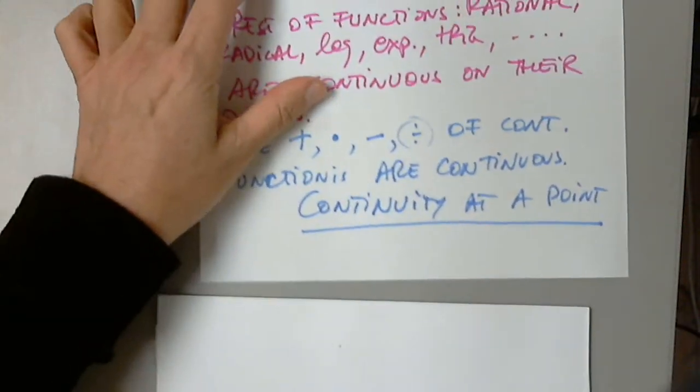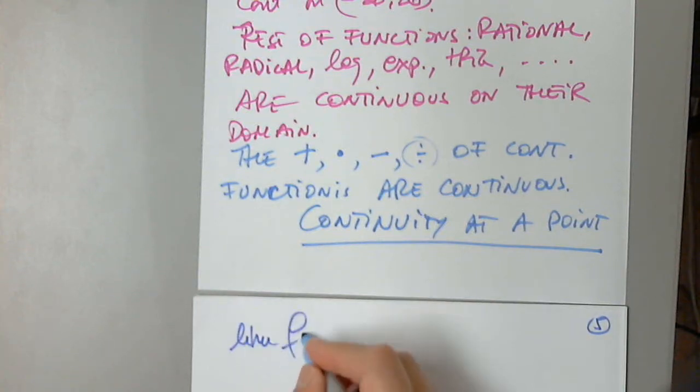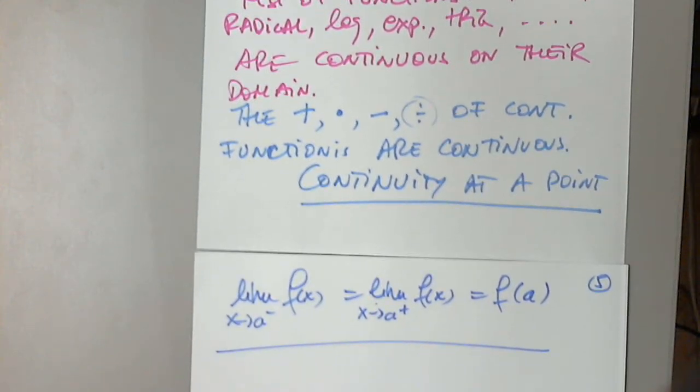So let's write it. Continuity at a point. The limit of f of x as x approaches a from the left equals the limit of f of x as x approaches a from the right equals f of a. That's the definition of continuity at a point. I will ask you about this definition. Put a big star next to it. I will ask you about this definition.